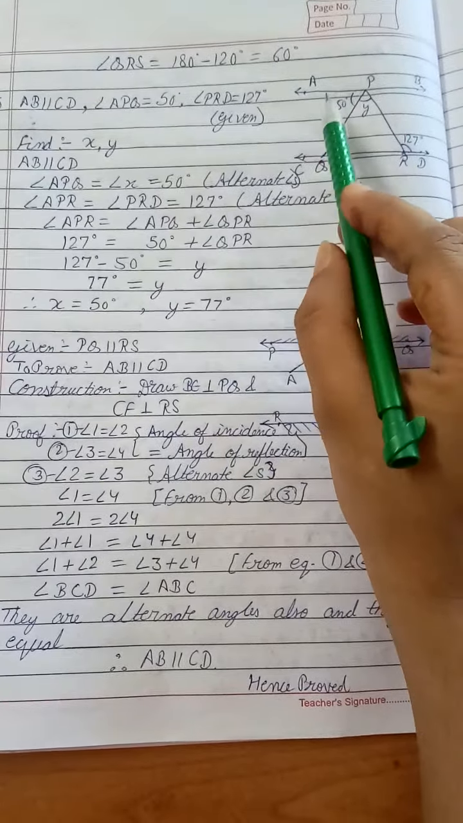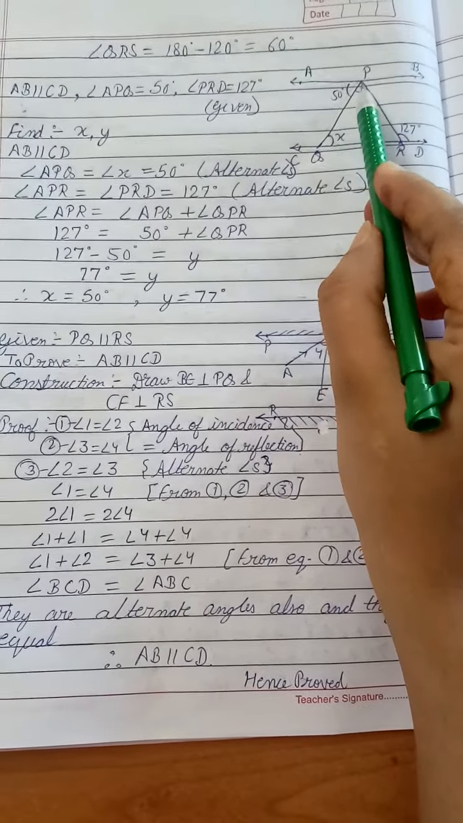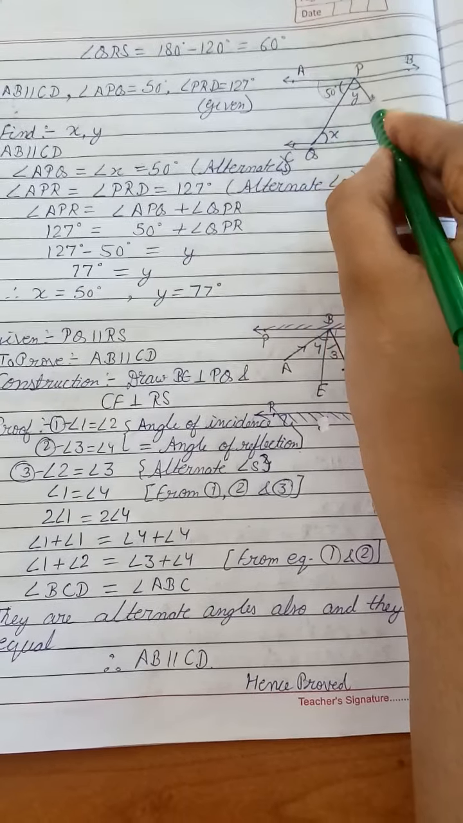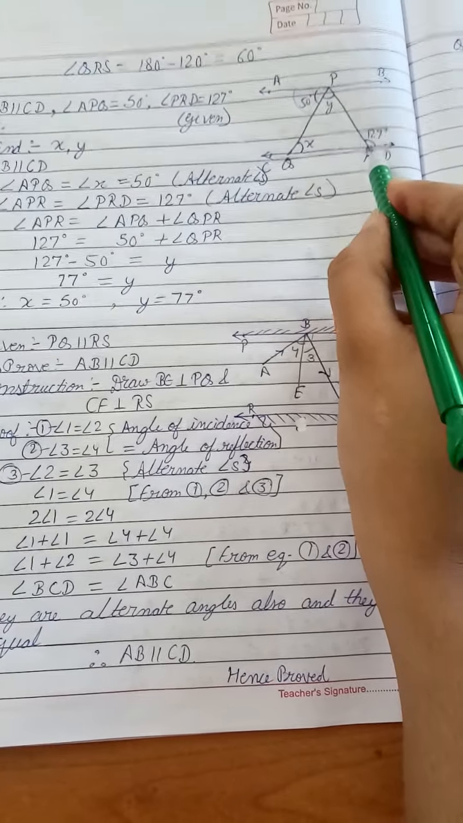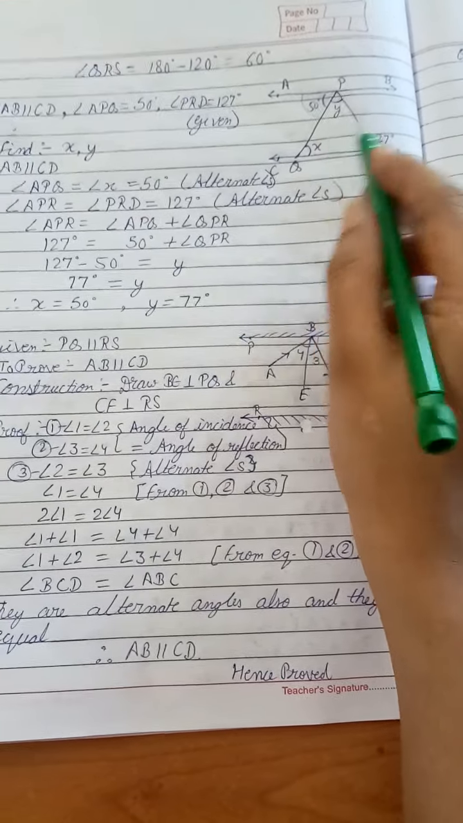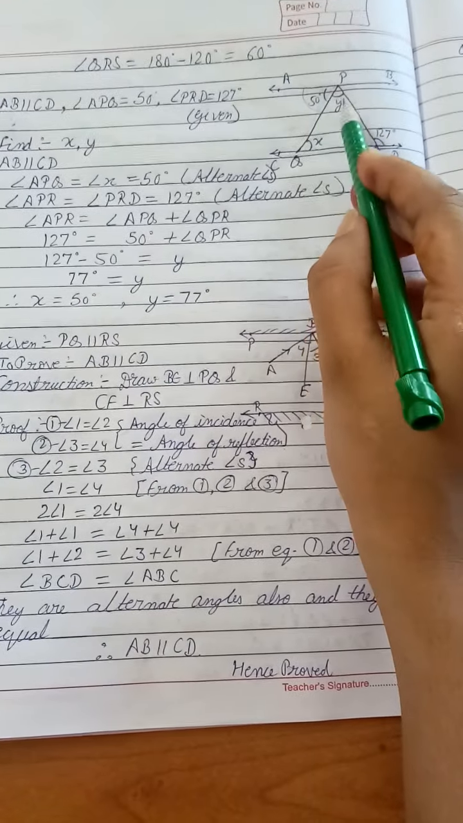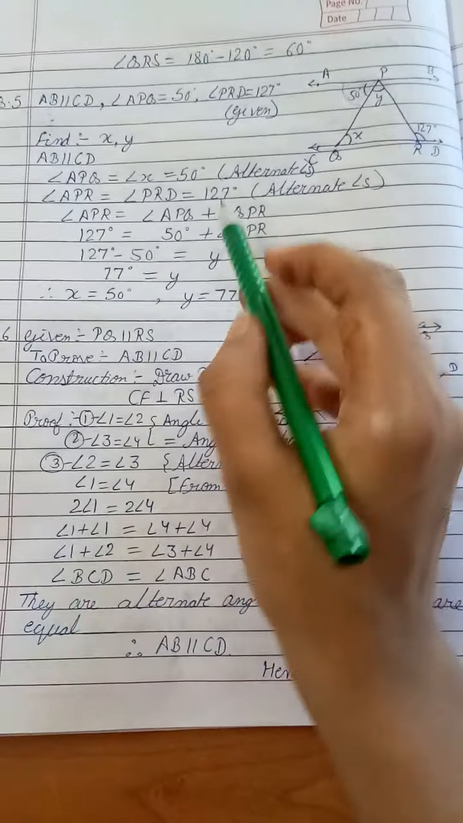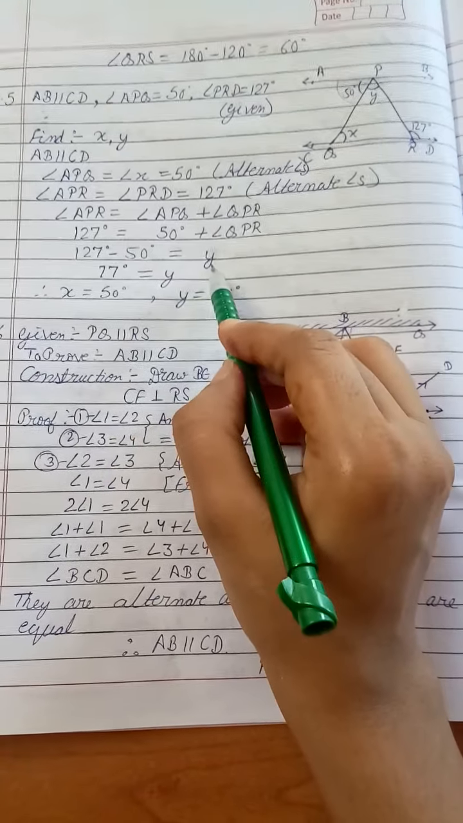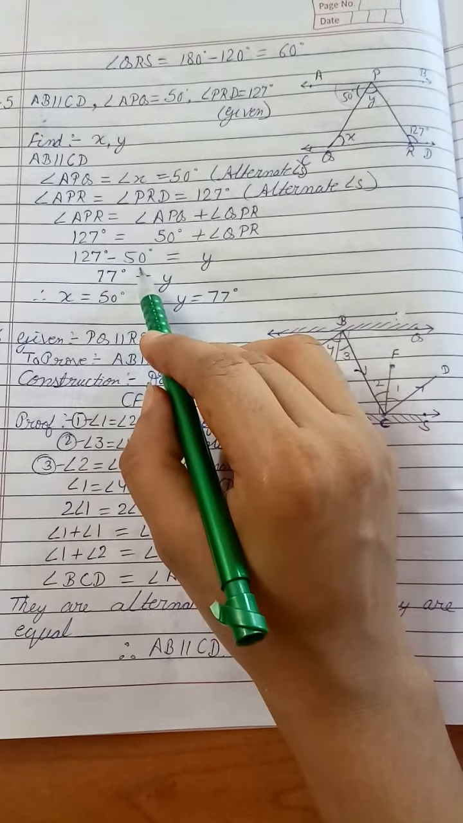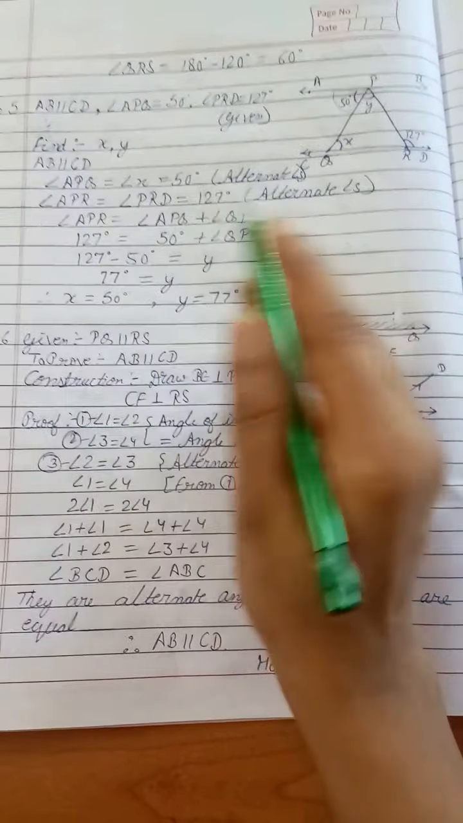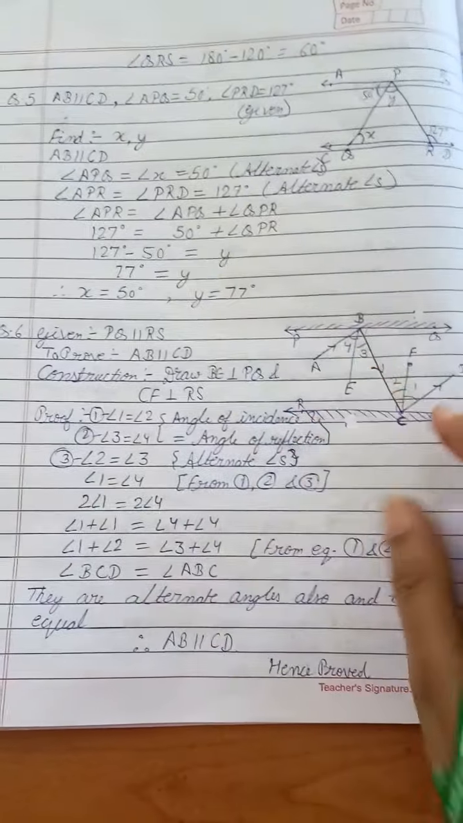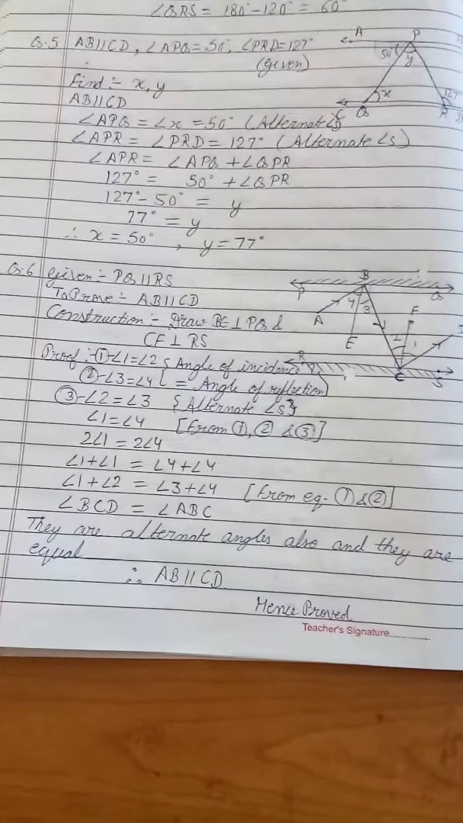Now in the same way, this complete angle APR is equal to this angle PRD by alternate angles. So 50 plus Y will be equal to 127 degrees. After solving this, we'll get the value of Y, that is 127 minus 50, that is 77 degrees. So the value of X is 50 degrees and the value of Y is 77 degrees.